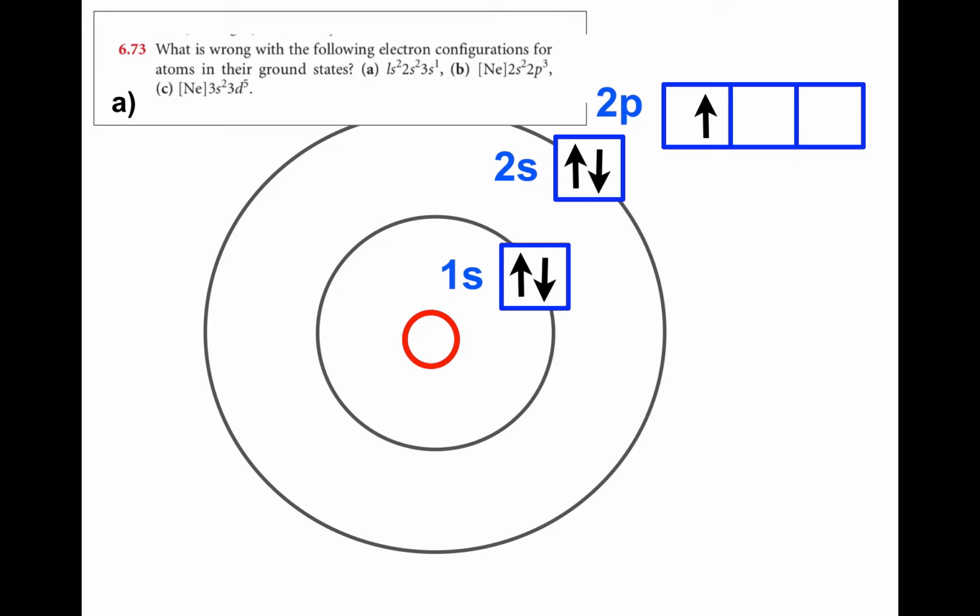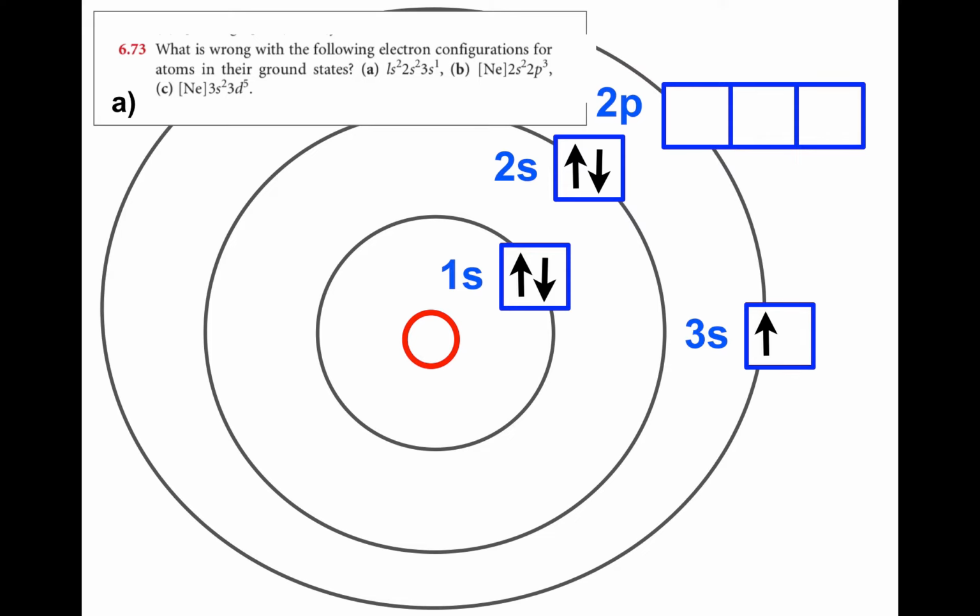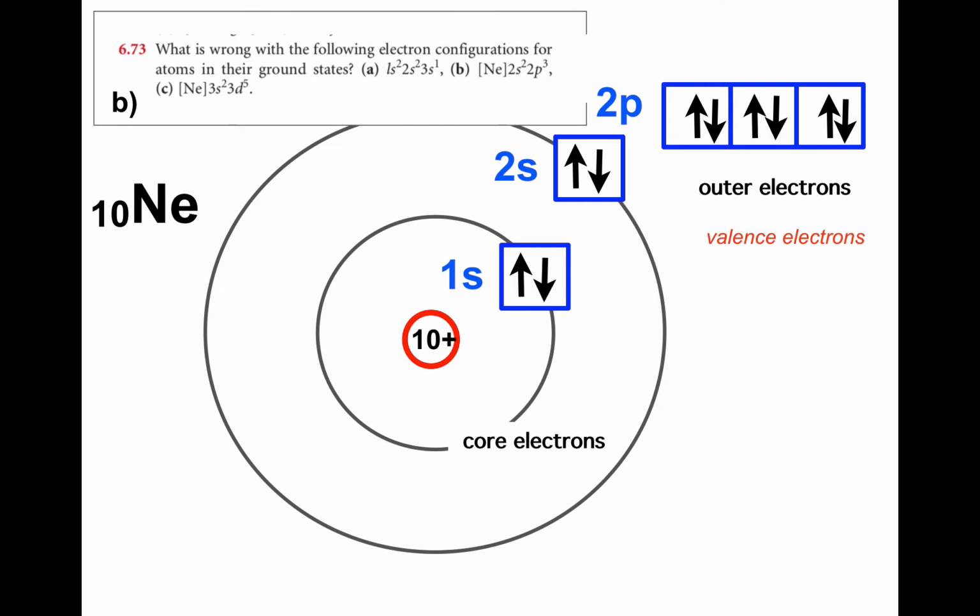All right, so the 1s fills, the 2s fills, and part of the second energy level is a P shape, higher potential energy shape, but nonetheless part of that second energy level. So electrons would go into the 2p before they would go into the 3s. B, neon core, 2s2, 2p3. All right, so yeah, this is just wrong.